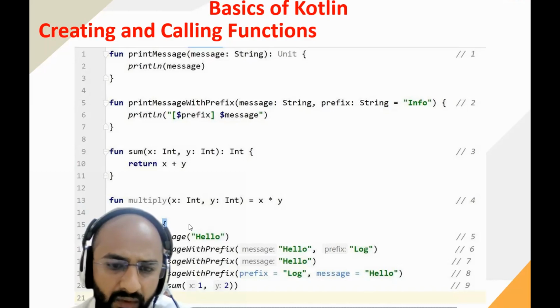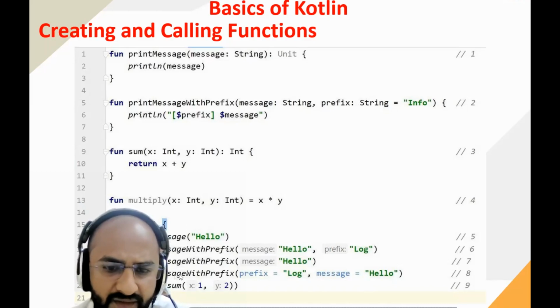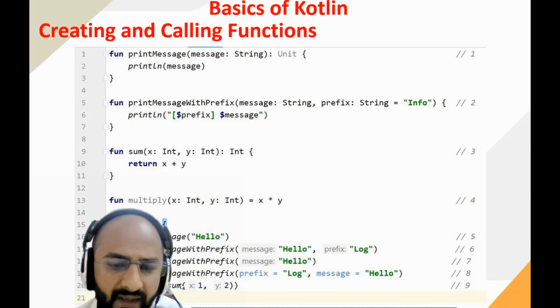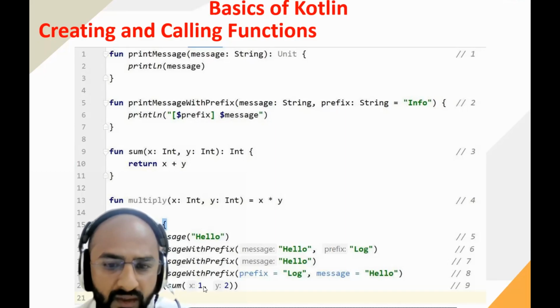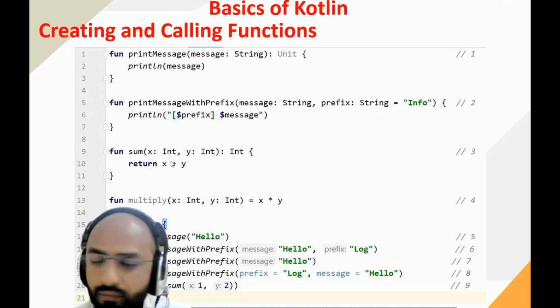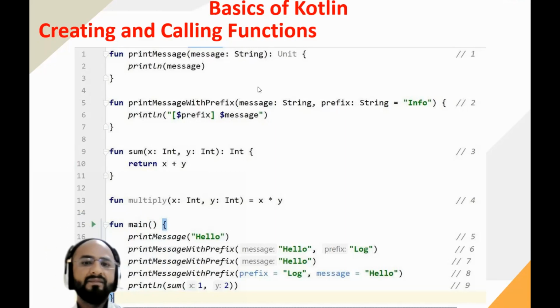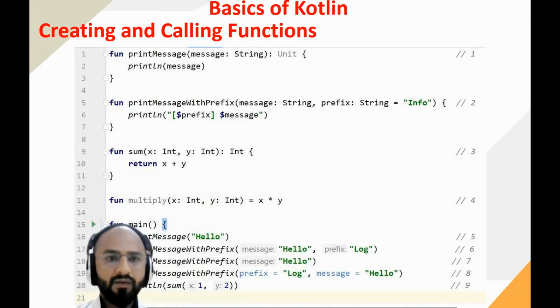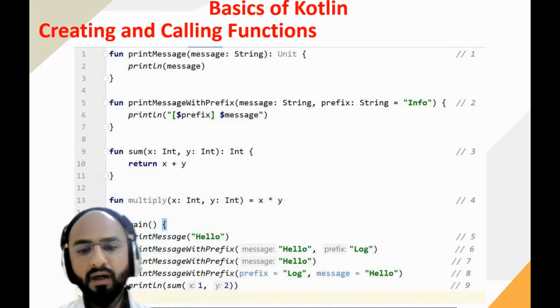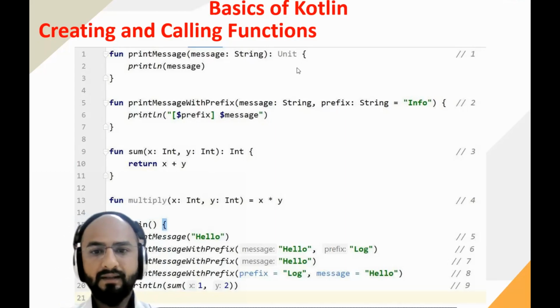And then I have called a println statement using the sum method. The sum method is called with two parameters, 1 and 2. So 1 goes to x, 2 goes to y, and it will return the addition of those two values and it will be printed to the console. So this is the basics of functions in Kotlin, how to create and how to call a function in Kotlin. Next.